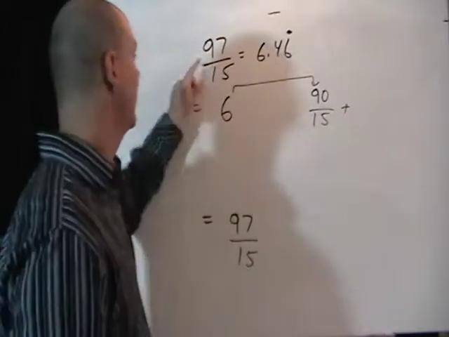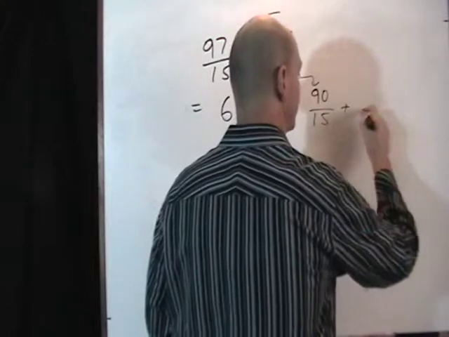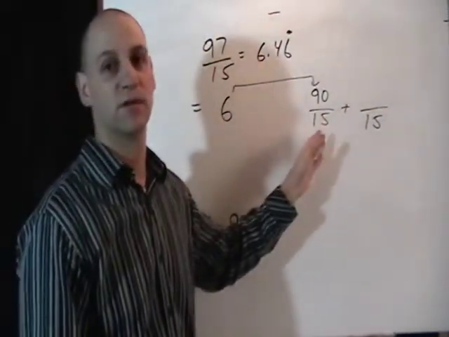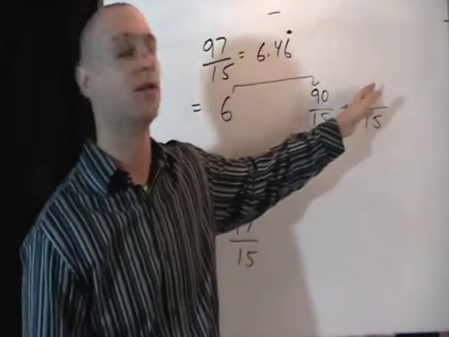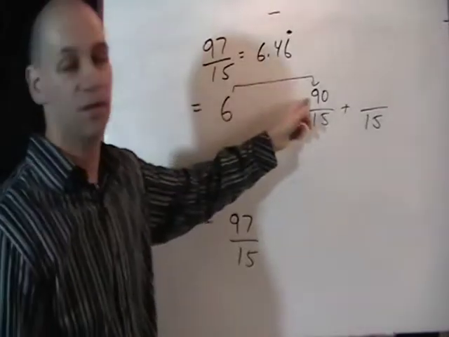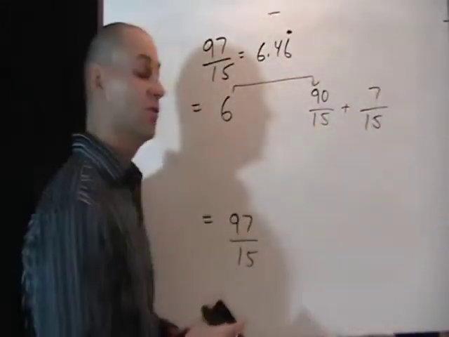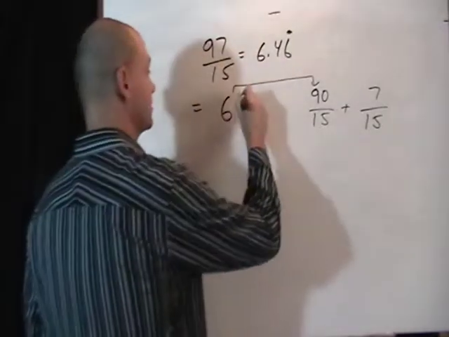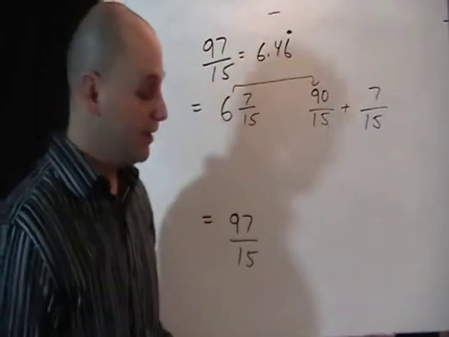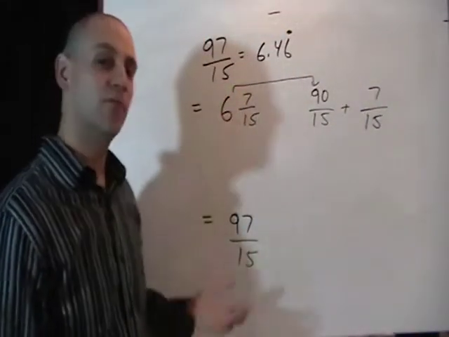Well, we know our answer is 97 over 15. So the question now is, if the whole number 6 is contributing 90 over 15, how many more 15s do we need to equal 97? And the way to get that is to simply take 97, take away 90, and you end up with 7. So we now know that the answer is going to be 6 and 7/15.